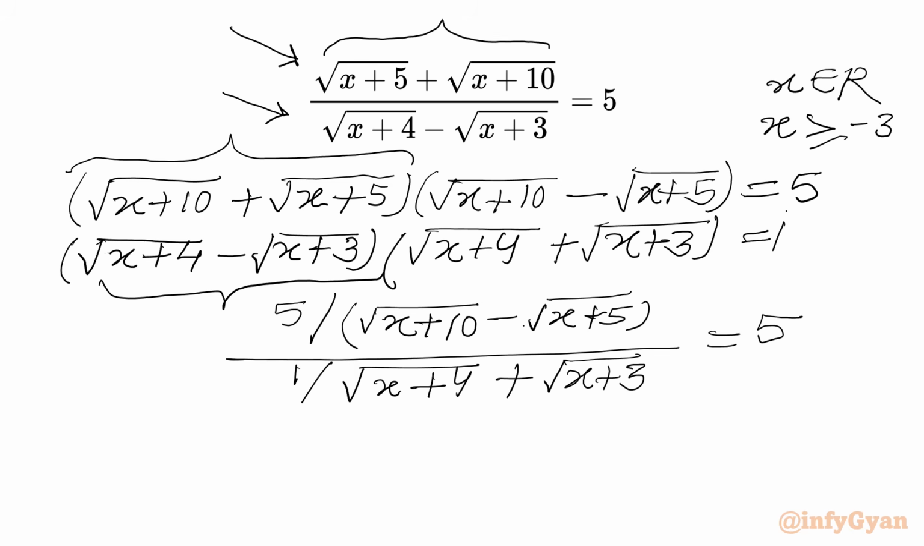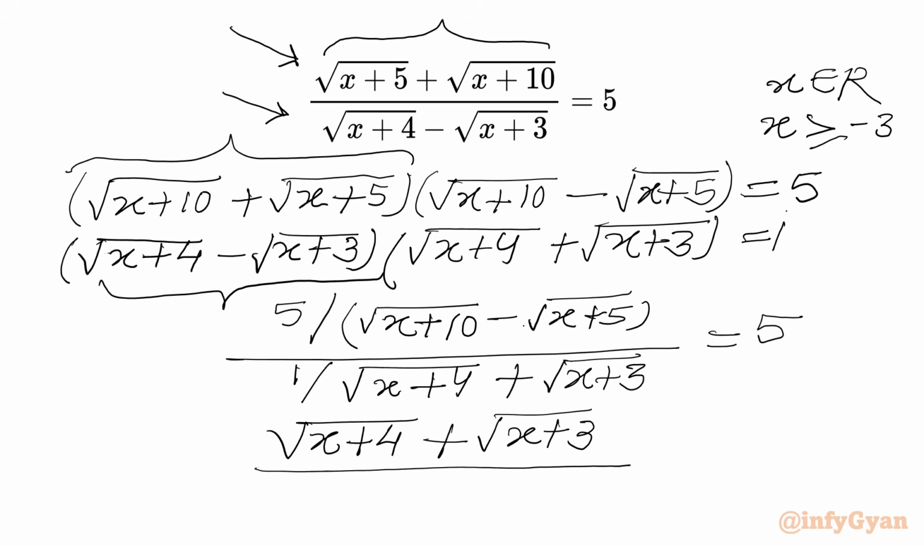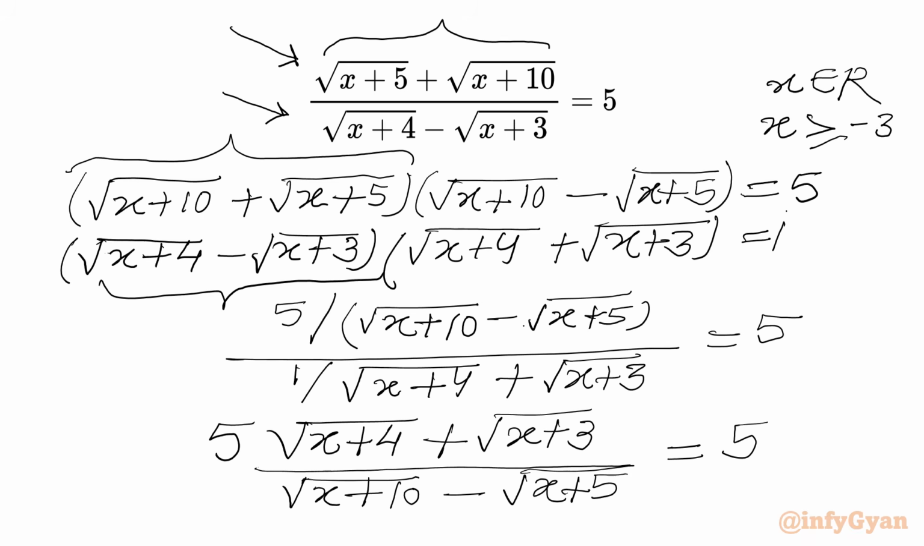Now we have to divide here. So we will write after division square root x plus 4 plus square root x plus 3 in the numerator. Then we have 5, and in the denominator we will write the numerator's denominator, which is square root x plus 10 minus square root x plus 5, equal to 5. Now we will divide both sides by 5, and in the RHS we can write 1.